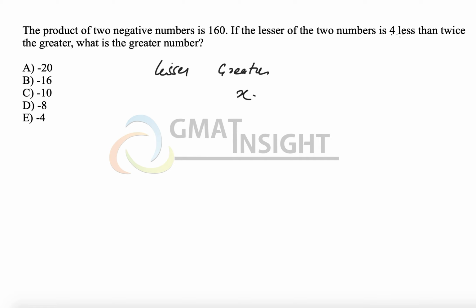Now the lesser of the two numbers is 4 less than twice the greater number. That means twice the greater number minus 4. So these are two numbers, and what we have been given is that the multiplication of these two numbers is equal to 160, where we know that x is negative. Now all we need to do here is simplify this equation.